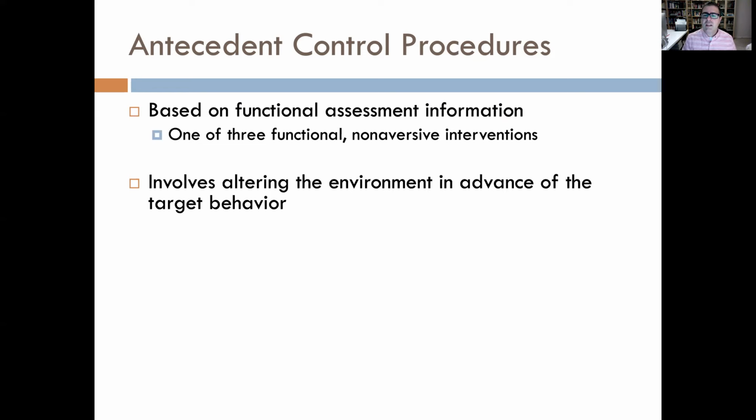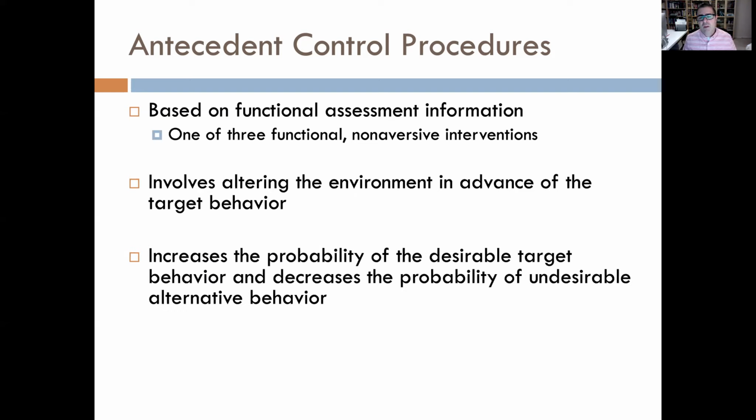And what it does, it involves altering the environment in advance to prevent the target behavior from occurring, so to prevent the problem behavior. So we're talking about also increasing the probability that the desirable target behavior would occur while decreasing the probability of the undesirable behavior. So how can we create conditions so the person doesn't engage in the problem behavior, but engages in an alternative, more appropriate behavior instead, right? So how can we manipulate the environment?